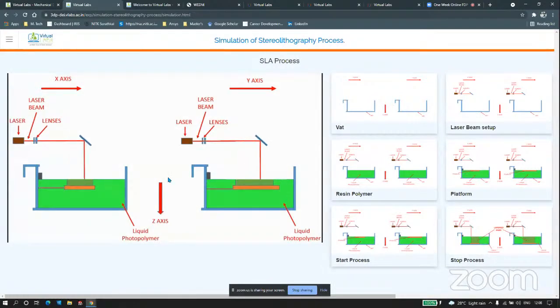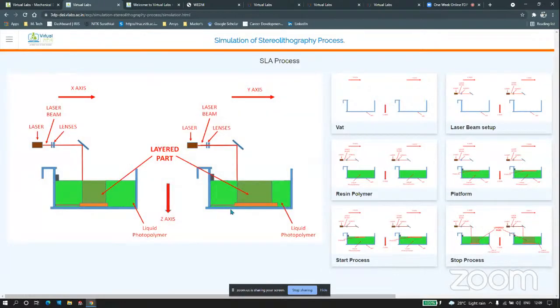Once the laser beam starts, as you can see, the laser beam is fusing the resin, and the platform is moving down, so the part will be created. So as you can see, I have started the process and I'll stop the process. So you'll get the part from the SLA process which has high accuracy and surface finish. So this is for the SLA process.